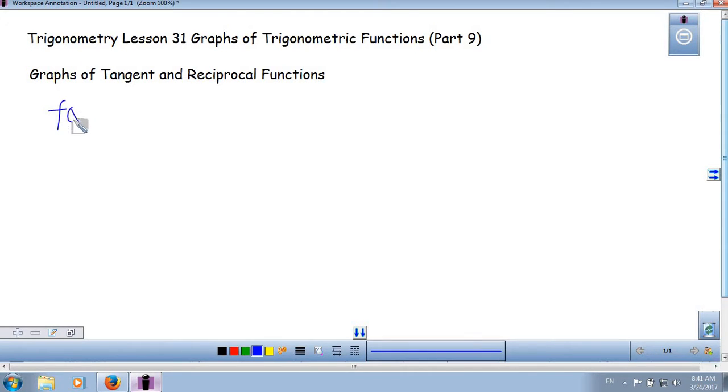Alright, so let f of x be a times tangent of bx minus c, plus d. Now, we're not going to use a too much because a changes the shape of the tangent function, but how do we get the shape of the tangent function? We can plug in a few points besides the zeros to identify that. Now, the natural period for tangent is pi. So the period is going to be pi over b in this case, rather than 2 pi over b.